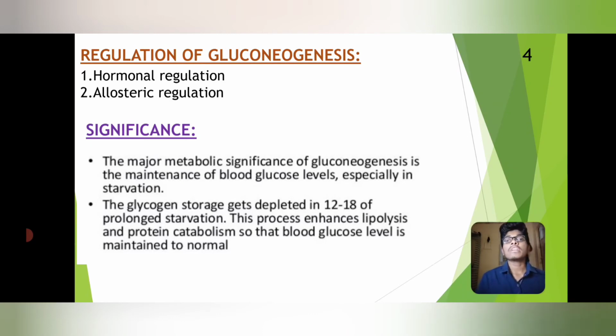Significance of gluconeogenesis. The major metabolic significance of gluconeogenesis is the maintenance of blood glucose levels, especially in starvation. The glycogen storage gets depleted in 12 to 18 hours of prolonged starvation. This process enhances lipolysis and protein catabolism so that blood glucose level is maintained at normal.